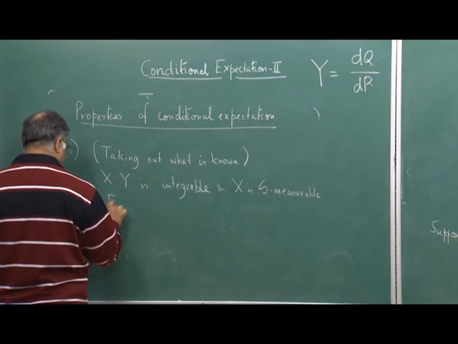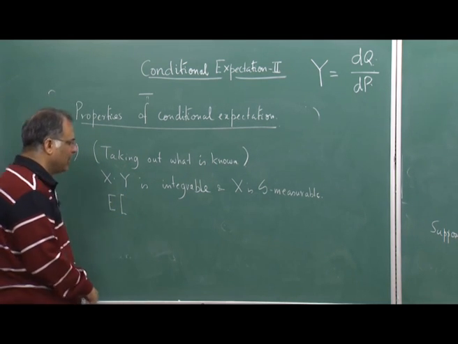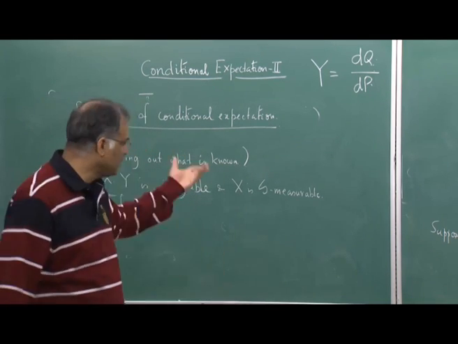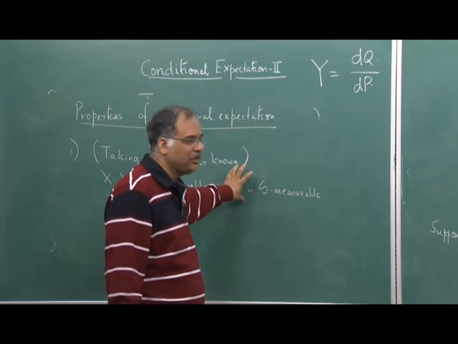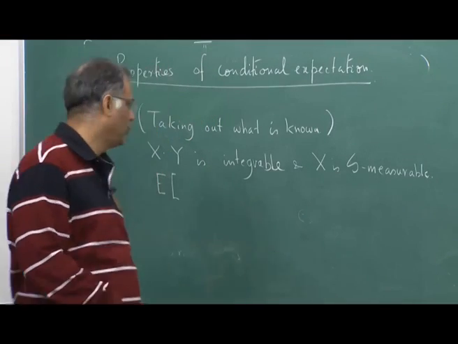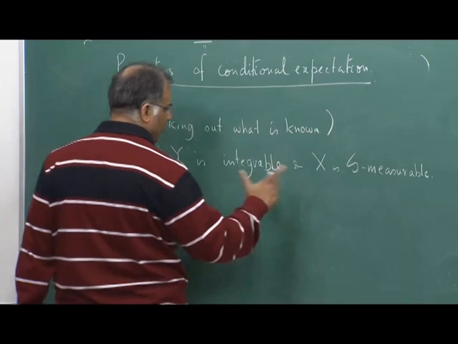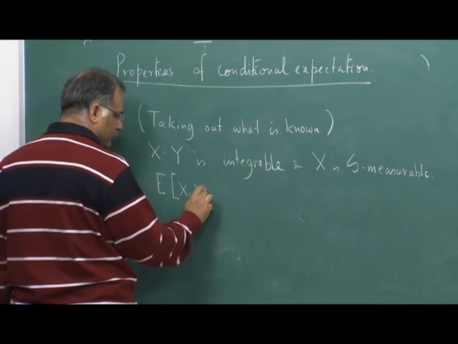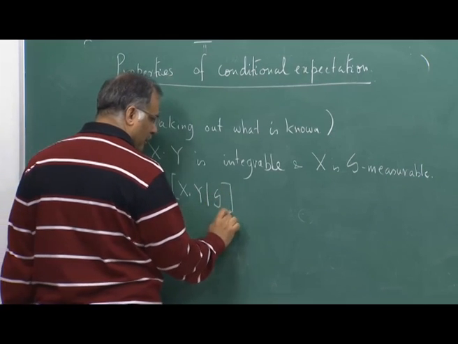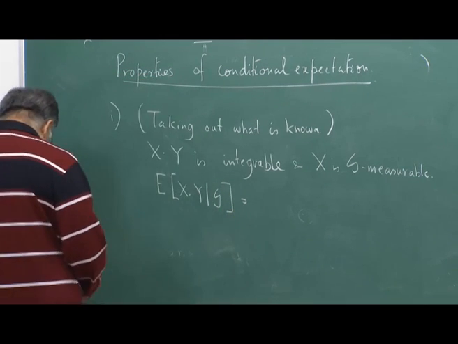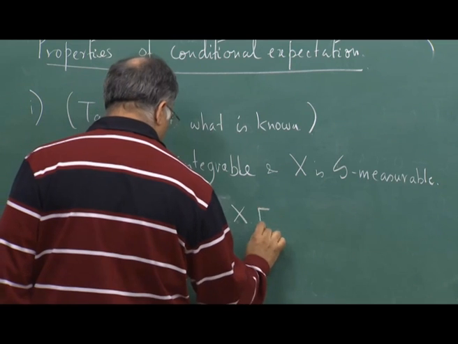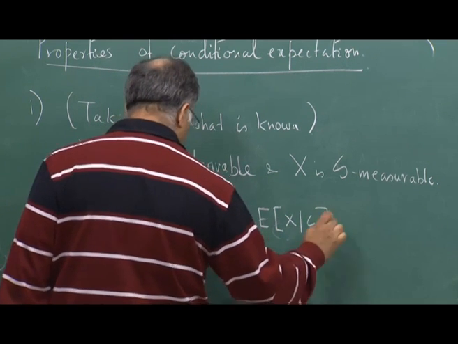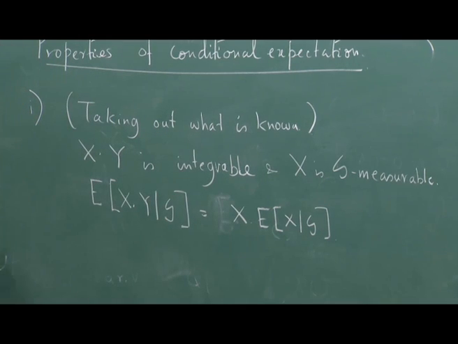Then, X is G measurable means G contains all information about X, that is the meaning of something being known. So X is essentially known by knowing G. The nature of X is completely revealed to G. So this is nothing but X times the expectation of Y given G. This is the thing.